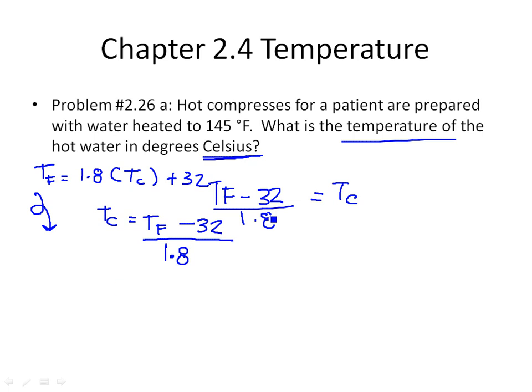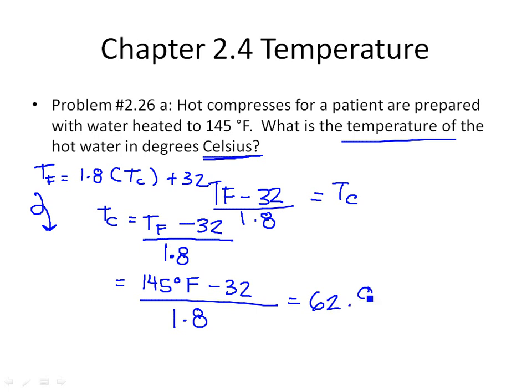So we're given that the water is heated to 145 degrees Fahrenheit. We've got to subtract 32 and divide by 1.8. I think it asks for 3 significant digits, so when you subtract 32 from 145 and divide by 1.8, you get 62.8. We're looking for temperature in Celsius, 62.8 degrees C. And this concludes this problem.